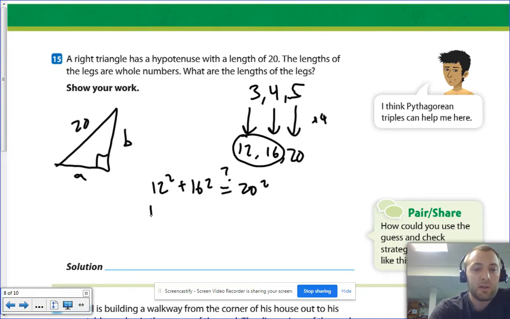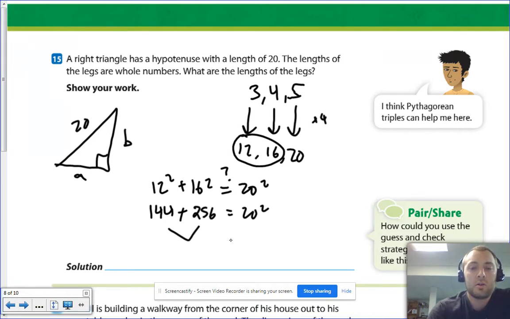12 squared, I know that one is 144, and maybe you do too. If not, just check it on your calculator. 16 squared, 16 times 16, is 256. So if I add those together, 256 plus 144 is 400. 20 squared, I think, is also 400. So it is.